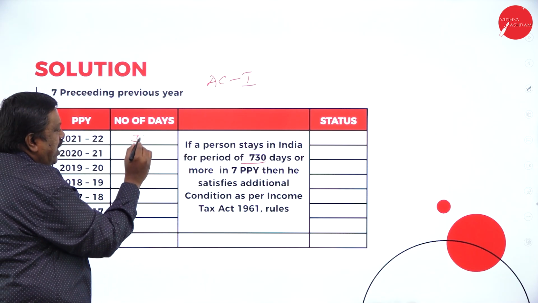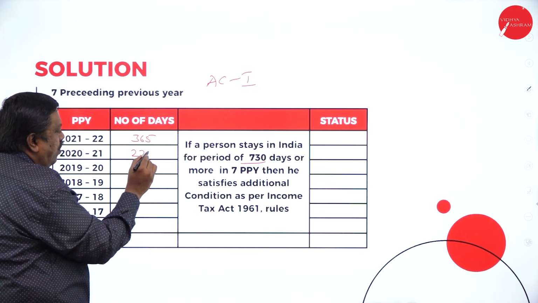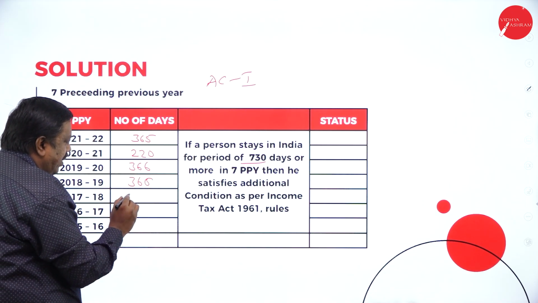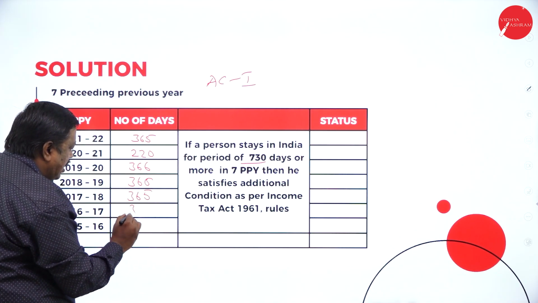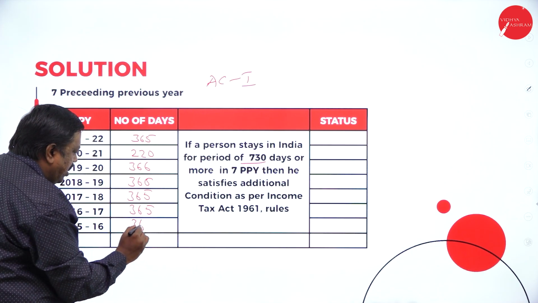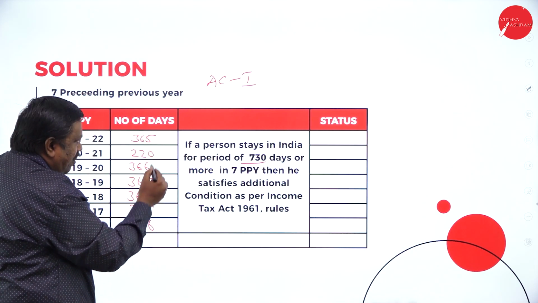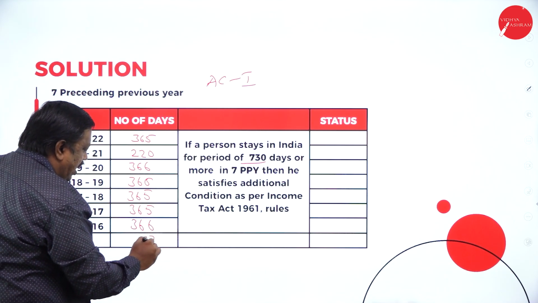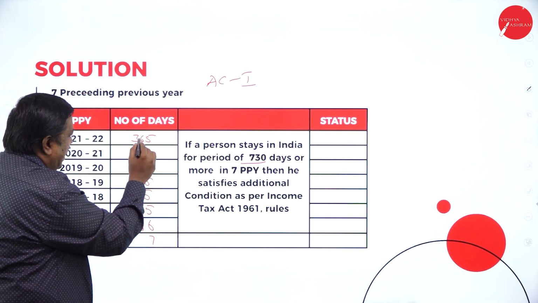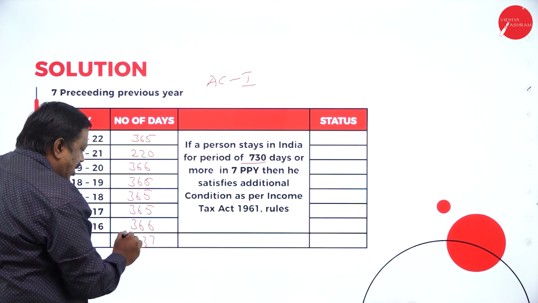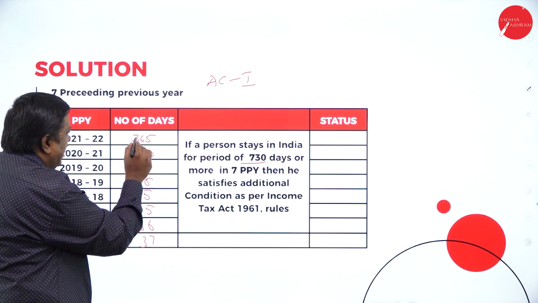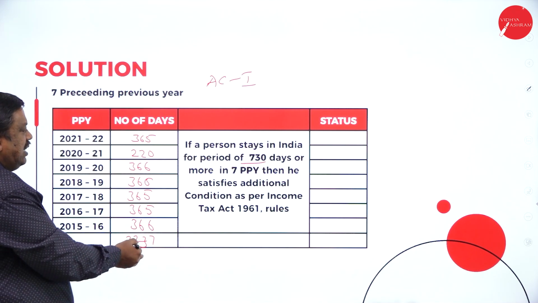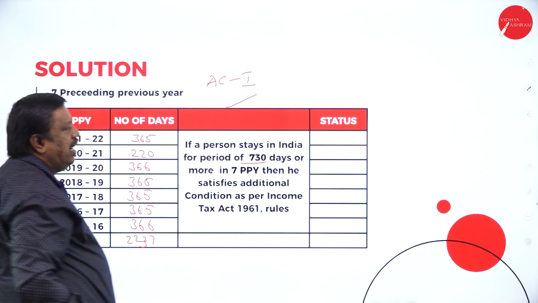During 2021-22, 365, and here 220, and here 366, 365, 365, 365, 366. Adding these up, I was in India for a period of 2,237 days. I've satisfied the first additional condition.